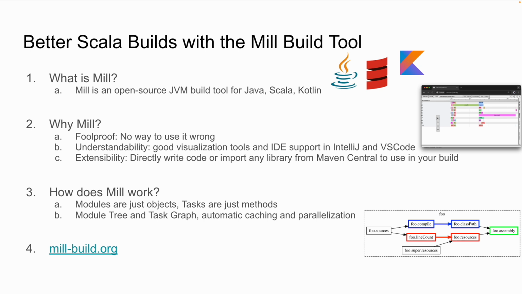And the way it works is that Mill modules are just normal Scala objects, and Mill tasks are just normal Scala methods. So all your normal object and method stuff works. You know, super classes, traits, super override, all those things work just as you'd expect. You already know how they work. I don't need to teach you. And from this module tree and task graph, Mill provides automatic caching, parallelization, validation, and other things that you'd expect from any modern build tool.